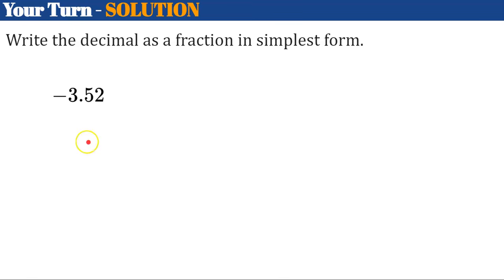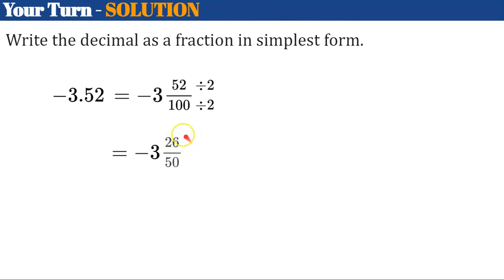Welcome back. So I'm going to make a plan. I know that I have the whole part of my fraction is -3, and I only have to worry about the 0.52. That's the fraction part. That is read as 52 hundredths. So -3 and 52 hundredths is equivalent to this decimal. Now both 52 and 100 are even, meaning it's not in simplest form. So I'm going to divide both the numerator and the denominator by 2. 52 divided by 2 is 26. 100 divided by 2 is 50.